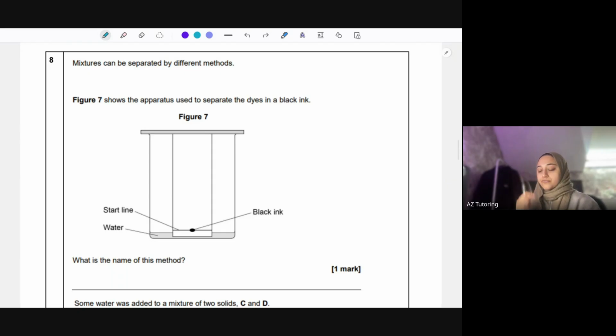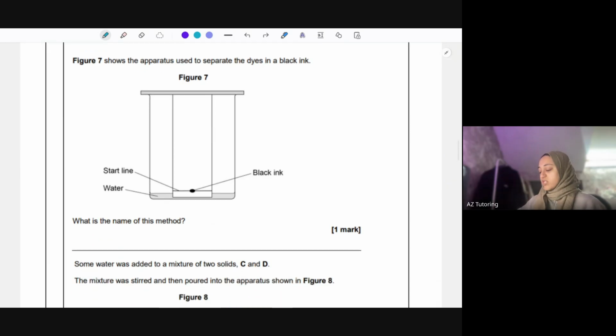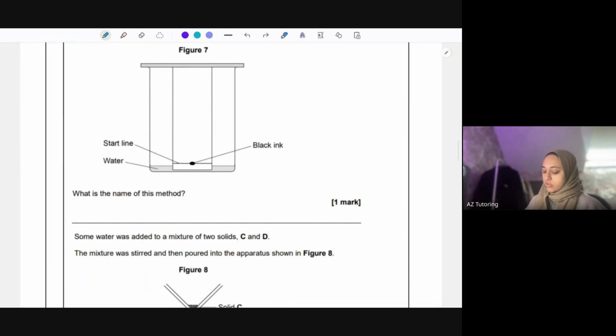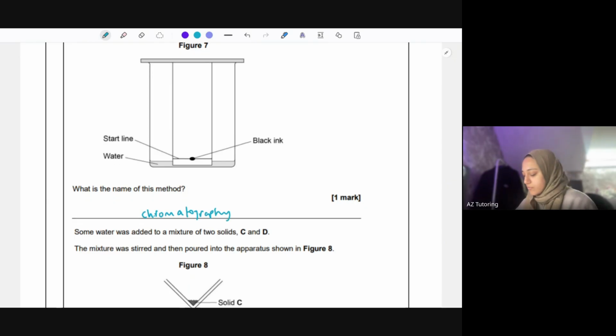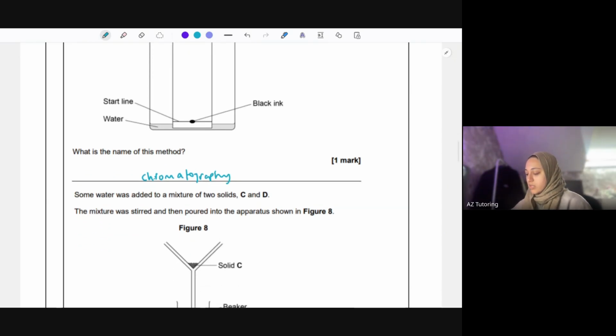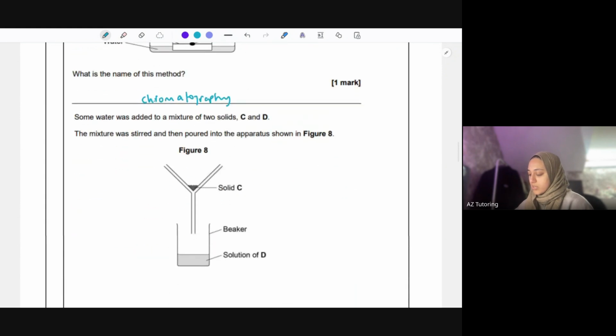Okay, question 8. Mixtures can be separated by different methods. Figure 7 shows apparatus used to separate the dyes in the black ink. This is chromatography. As soon as you see that paper, the line drawn on it and some water traveling up it, that's chromatography. So what's the name of this method? You could say paper chromatography, but even if you said chromatography, you'd get the answer.